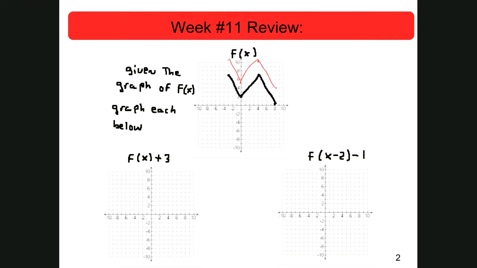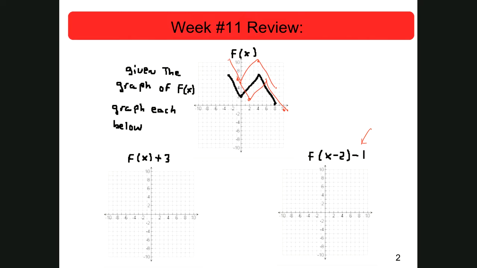If I had f of x minus 2 minus 1, well, this is going to shift it down 1 place, and this is going to shift it to the right 2 places. So it's going to shift over 2 places, down 1. And then I would just draw my graph in, and that's what that function would look like.